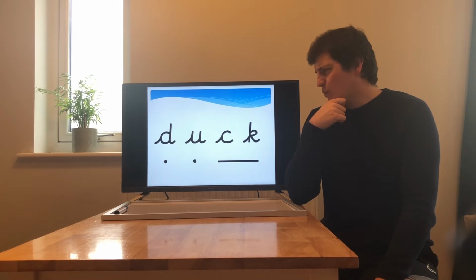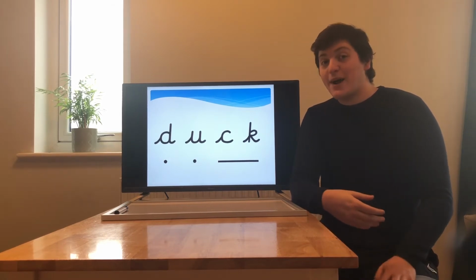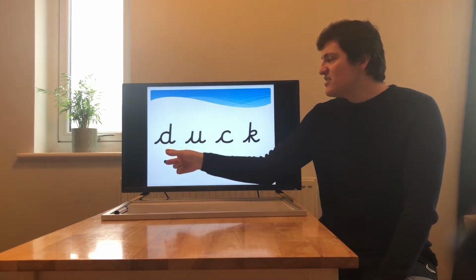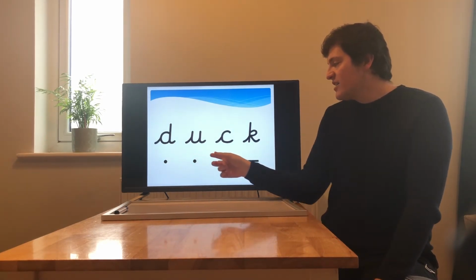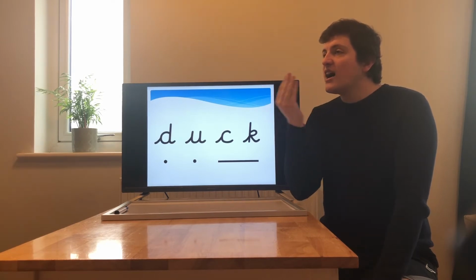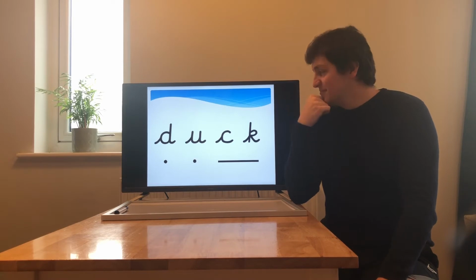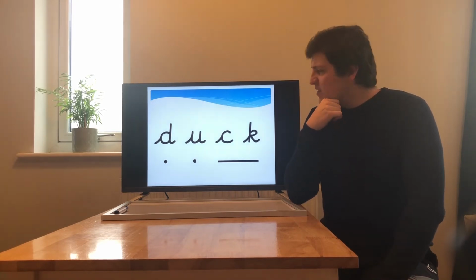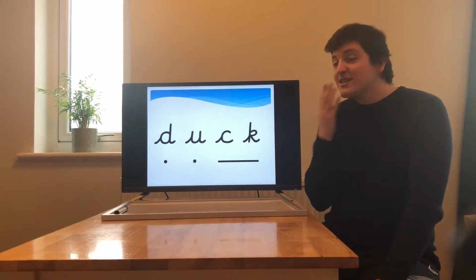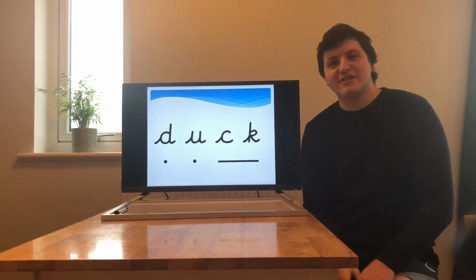Now I've written a word which you might like to write yourself. If not, you can just help me sound it out and blend them together. D, a, k. D, a, k. Duck. That's the word duck. Quack, quack. I wonder if you can do a duck noise. D, a, k. Duck. Well done. And that has the k digraph in.